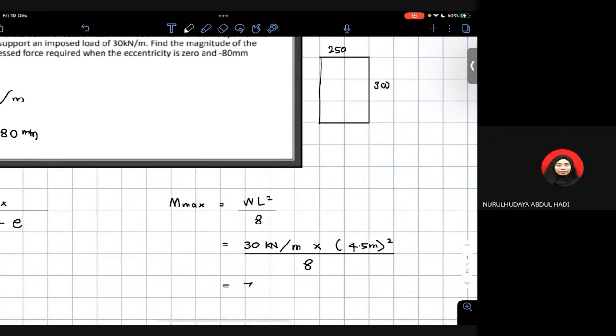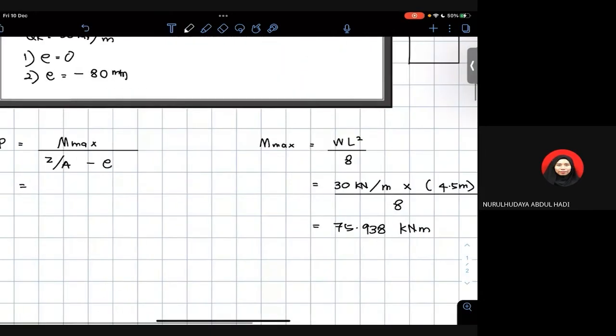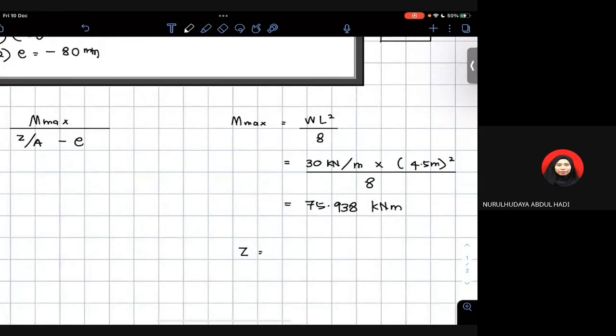My answer is 75.938 kilonewton meter. Then we have the value. What else do we need to find? Z. Z is BD square over 6 because our cross section of the beam is just a simple rectangular. If it is a T section, you have a different type, so the calculation of Z is different, and you cannot just use this BD square over 6 formula.